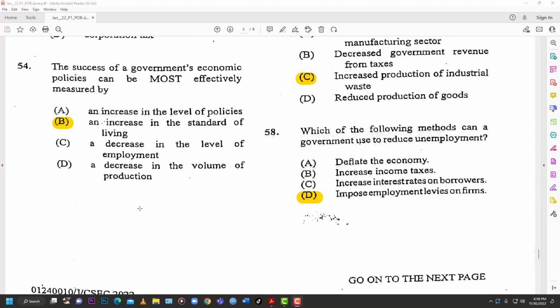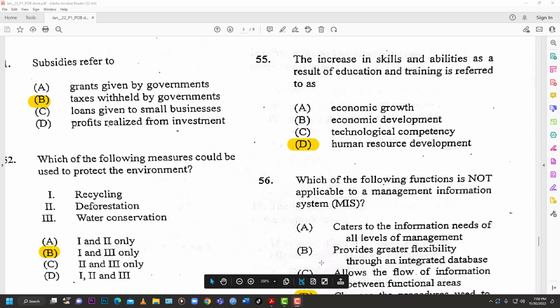54. The success of a government's economic policies can be most effectively measured by. So how do you know if the policies the government put in place are effective? And the answer is B, an increase in the standard of living. 55. The increase in skills and abilities as a result of education and training is referred to as D, human resource development. So, as the human resource, human capital, when you go and enhance your skills, get more education, get more training, of course, that is you being developed. That's a development of that particular human resource. So that's D, human resource development.